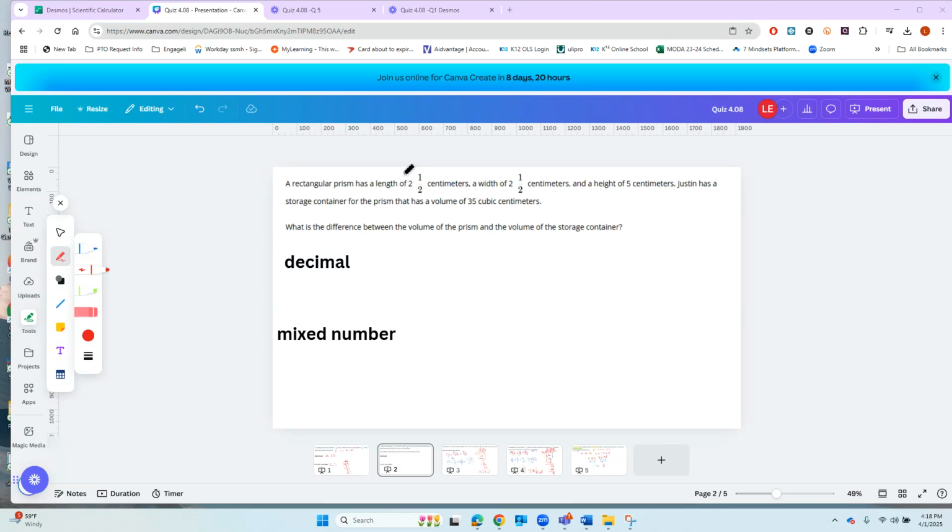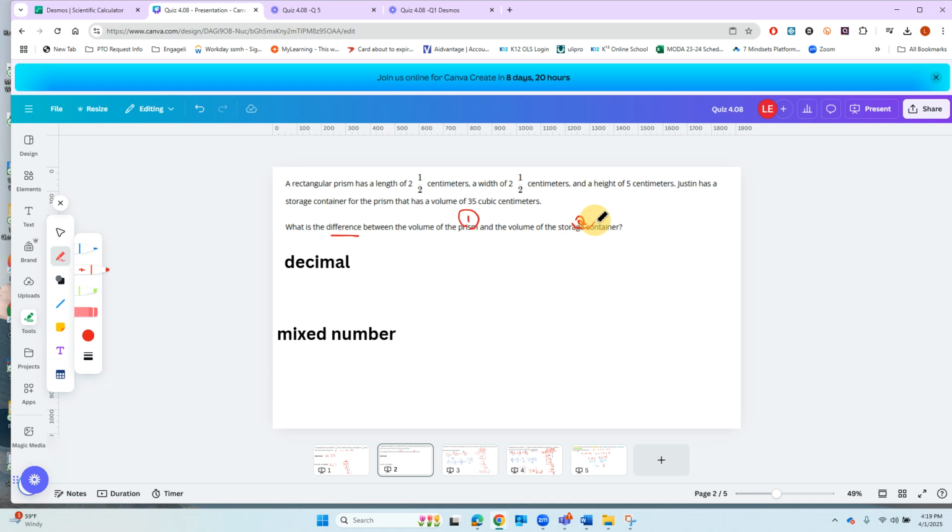A rectangular prism has a length of 2.5 centimeters, a width of 2.5 centimeters, and a height of 5 centimeters. Justin has a storage container for the prism that has a volume of 35 cubic centimeters. So we are talking about two different objects here. What is the difference between the volume of the prism and the volume of the storage container? So object 1 and object 2.